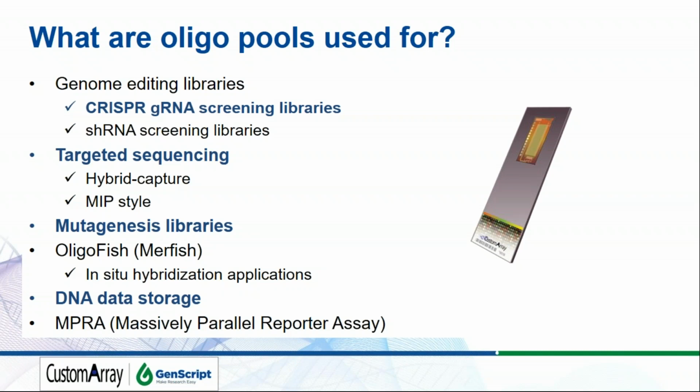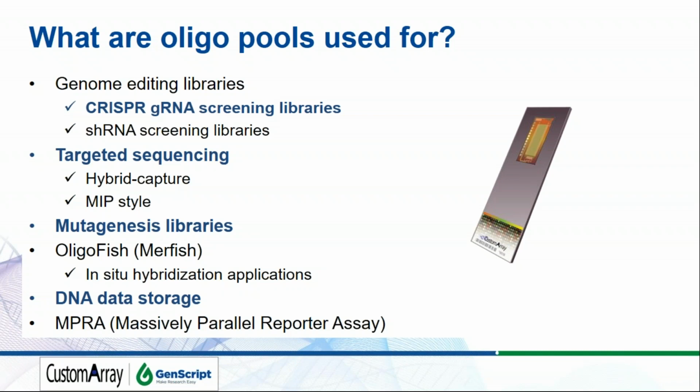Targeted sequencing. Targeted sequencing is obviously something that I'm sure everyone's familiar with, but they pretty much all use oligo pools. There are different styles of targeted sequencing. Hybrid capture is one of the older and most common ones. There's also MIP probes or MIP style targeted sequencing. That's also another one. There's a few other ones as well. Mutagenesis libraries, again, something that I'm sure a lot of people are familiar with. Oligo pools have a lot of advantages in being able to give you specific sequences there.